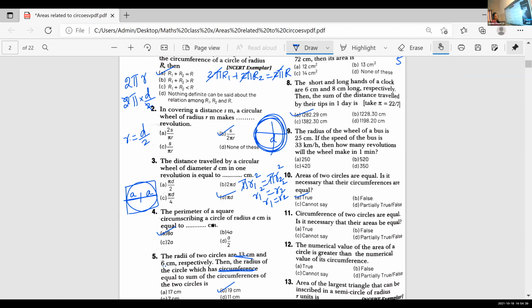What about the next case? 11th question. Circumference of two circles are equal, then the areas will be equal. True. If the circumference is equal, from there also we'll get that the radius will be equal, isn't it? Therefore, the areas will also be equal.